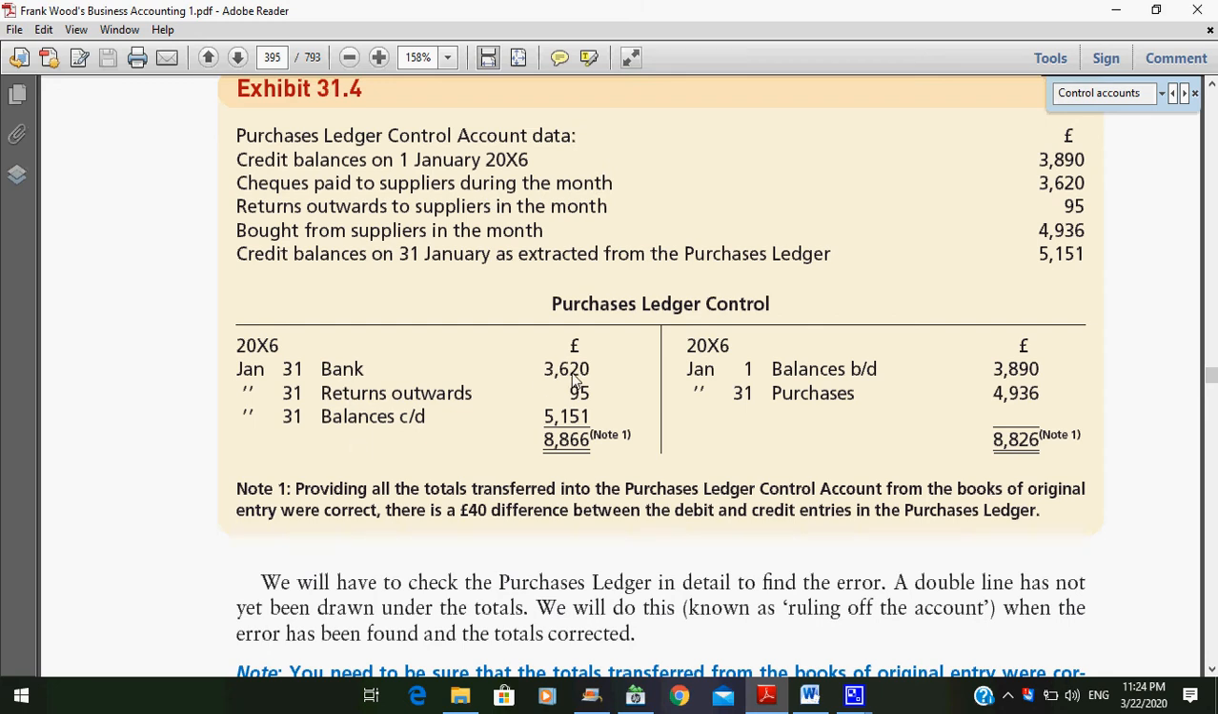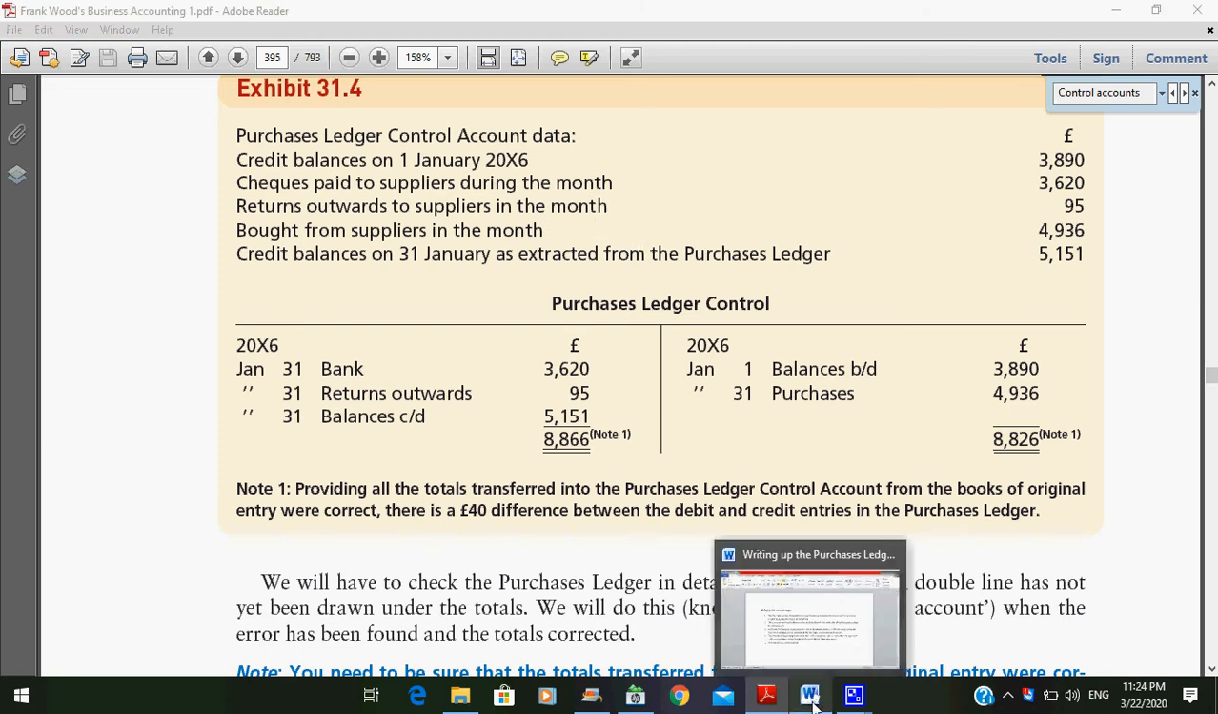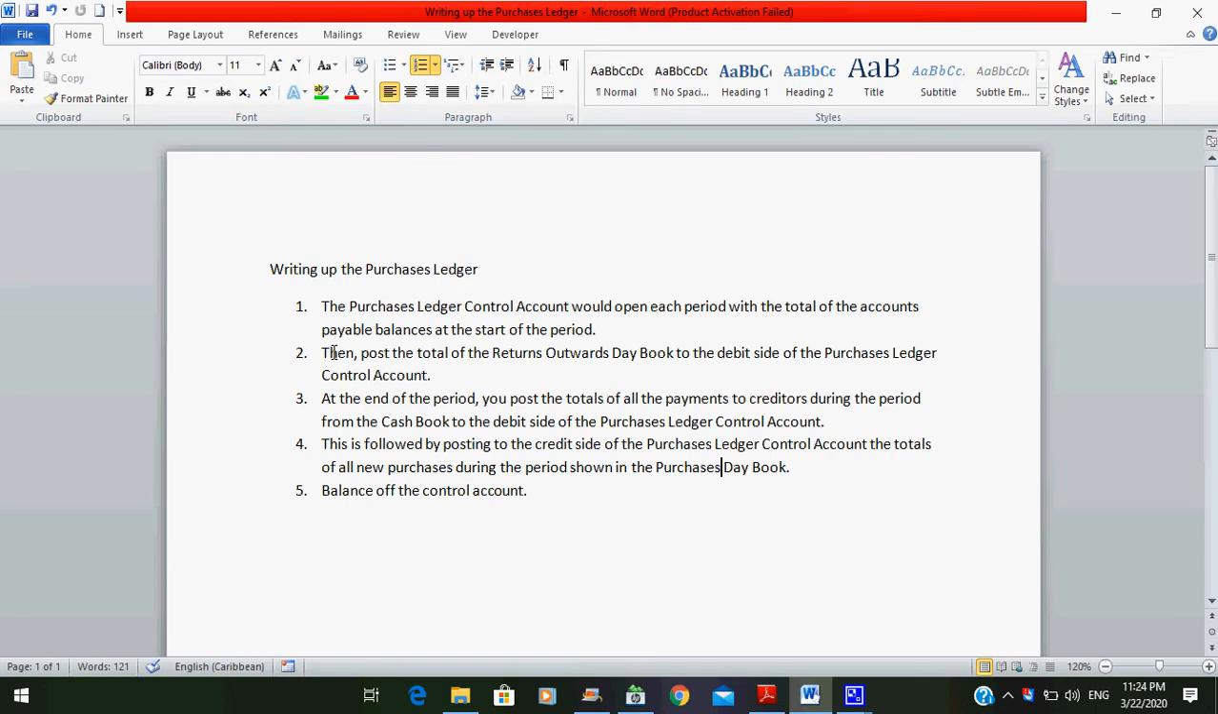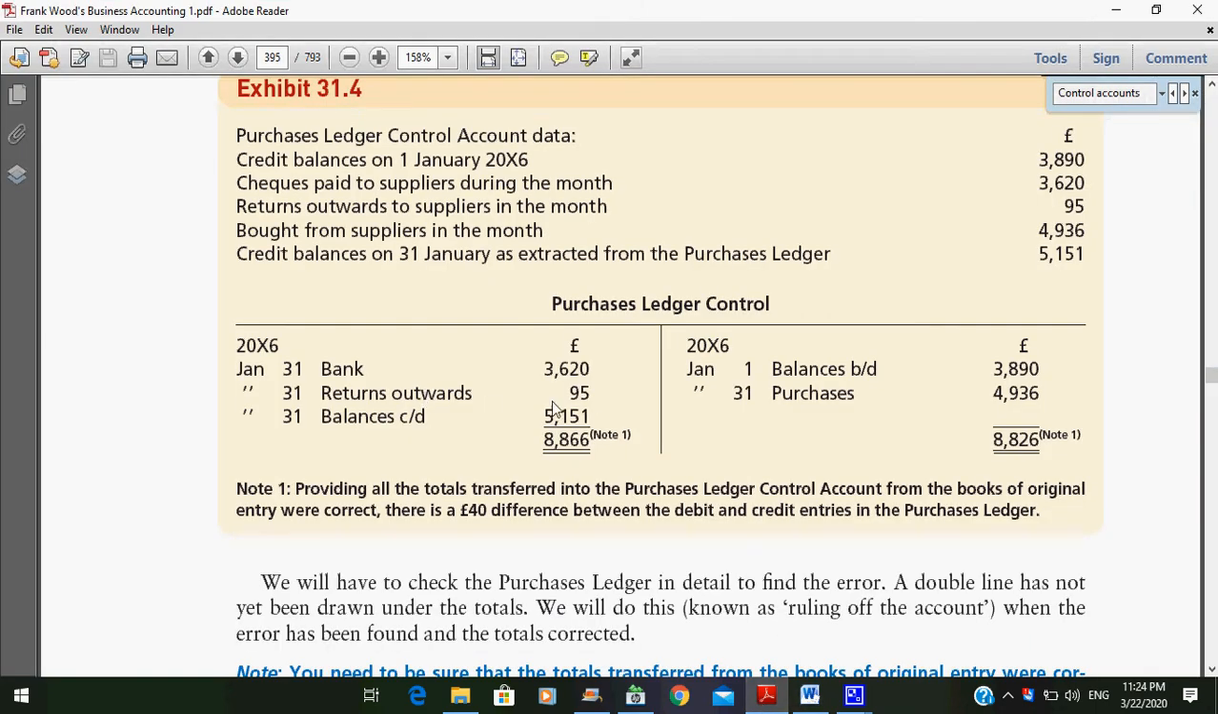Good. Then you have returned out to suppliers in the month, 95. Step 2 says what? Then post a total of what? The returns outwards day book to the what? Debit side of the what? Purchase ledger control account. That's why you have the return out, 95, right here.